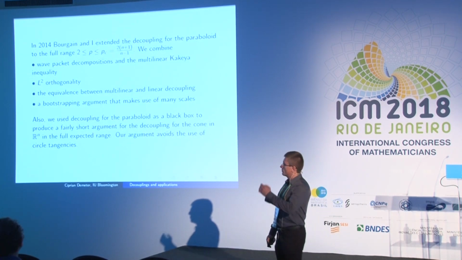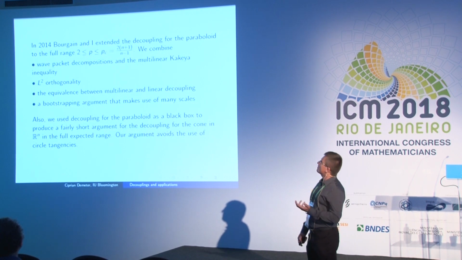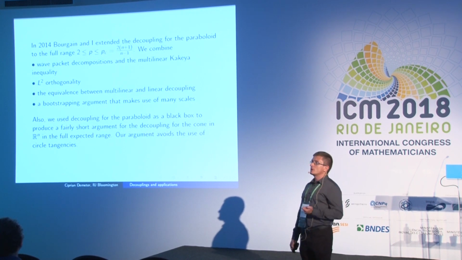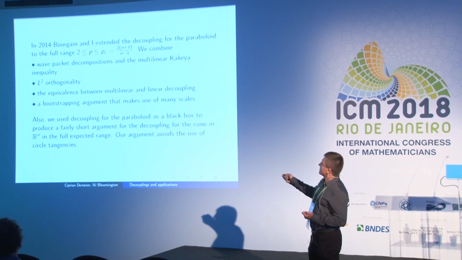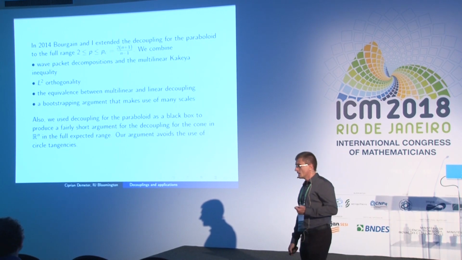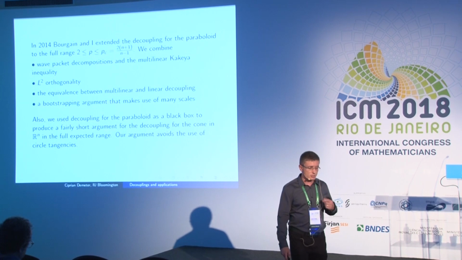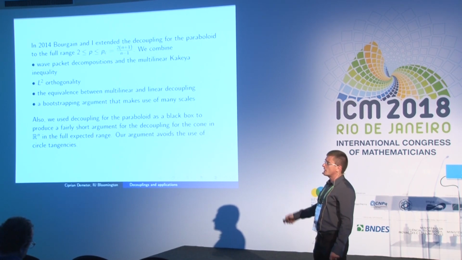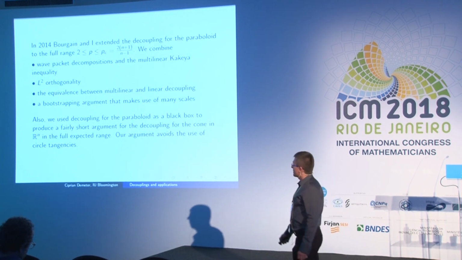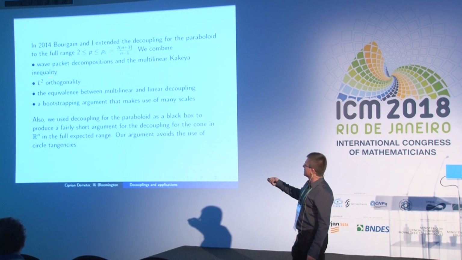And then in 2014, just a little bit after that, I picked up interest, I joined forces, and we managed to prove the sharp decoupling for the paraboloid in all dimensions. The critical exponent in this case is 2 times n plus 1 over n minus 1. So how do we do it? The methods are very similar to what Jean has used, with one new ingredient. So in particular, we use wave packet decompositions, which leads to tubes and the multilinear Kakeya inequality.